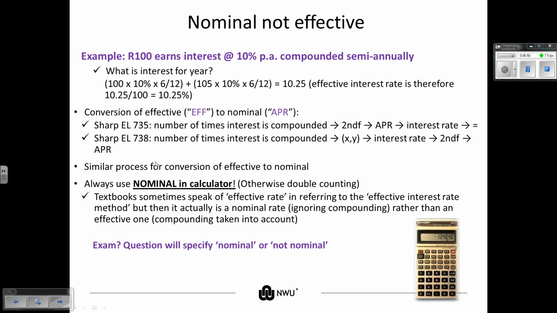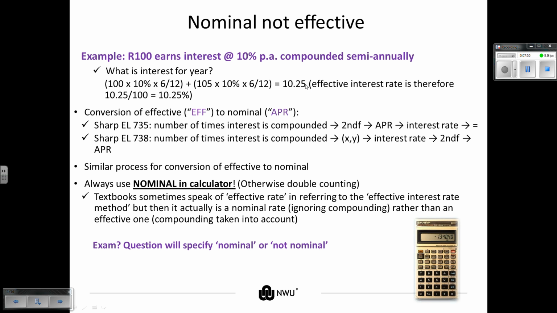Very important that you use the nominal rate and not the effective rate. So here I've given you an example. 100 Rand earns interest at 10% per year compounded semi-annually. So what is our interest for the year? Every 6 months the interest will be compounded. So 6 months of interest at 10% will be 5 Rand. For the next 6 months it will be 105 that I will use to calculate my interest for the next 6 months. So this is then our effective interest rate.